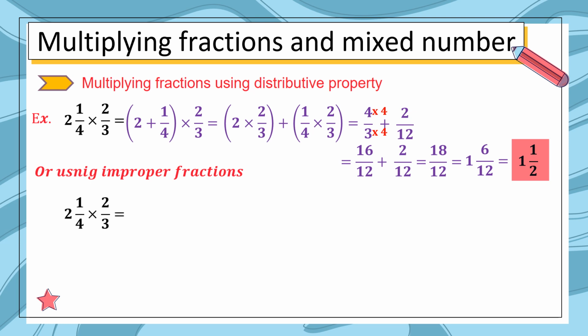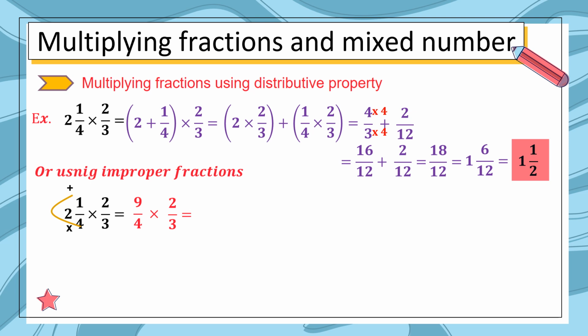2 1/4 times 2/3. We said before that to multiply a mixed number by a fraction, first convert the mixed number into an improper fraction. So we will drop the same denominator 4 and then multiply 4 by 2 equals 8. 8 plus 1 equals 9/4 times 2/3. Here you can simplify before multiplying or simplify after multiplying.